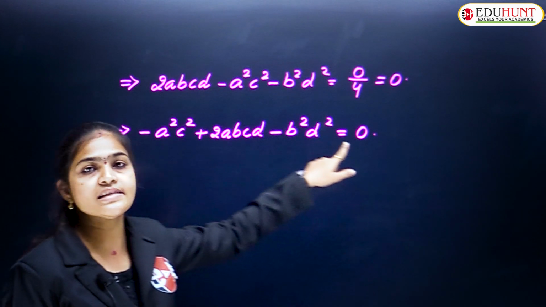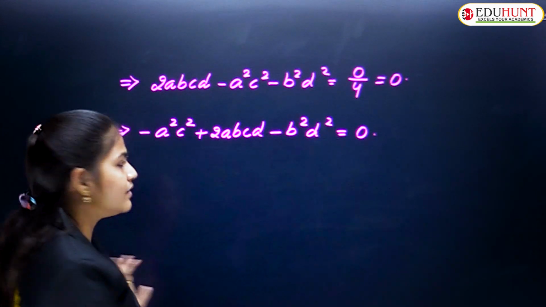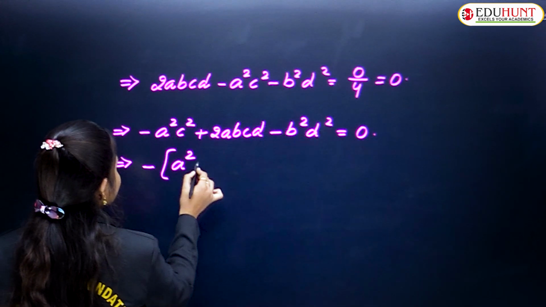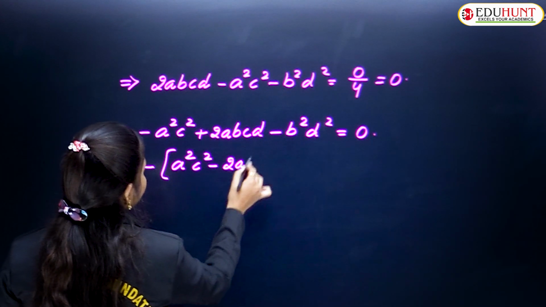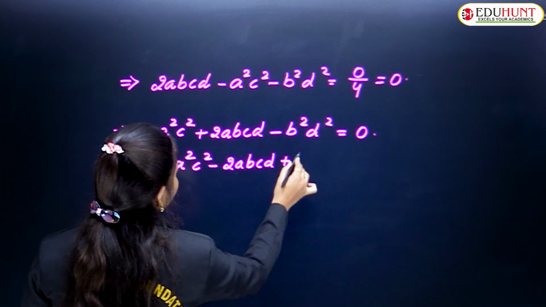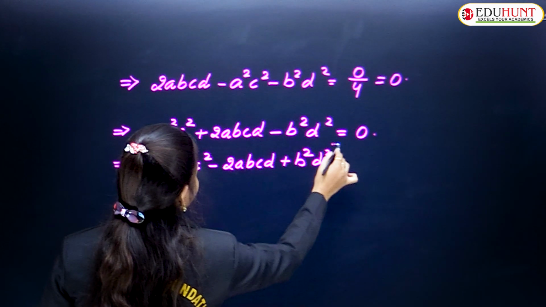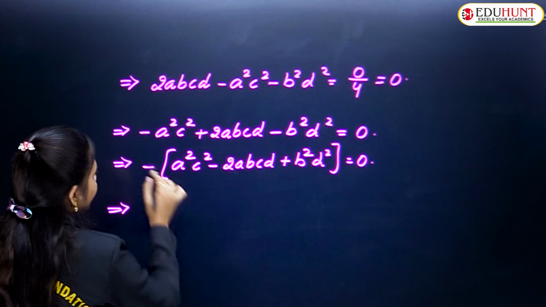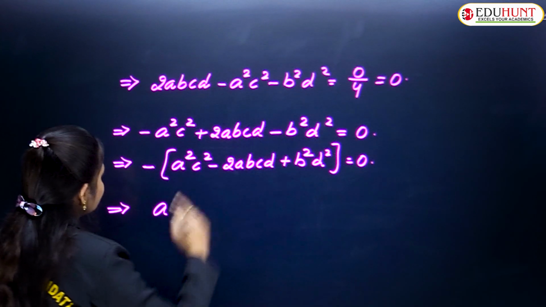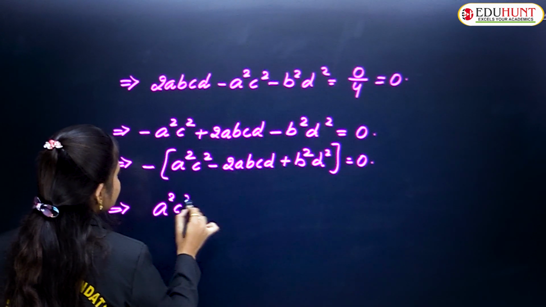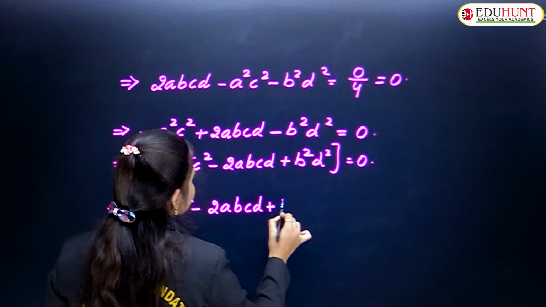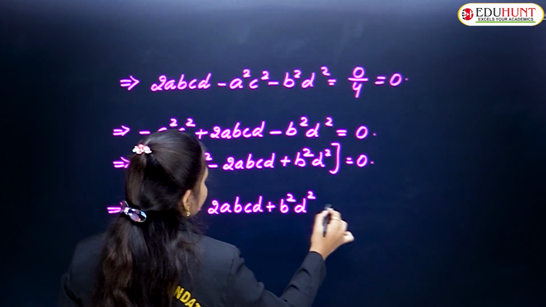So from this LHS we can take that minus as common. So here a square c square minus 2abcd plus b square d square is equal to 0. So from this one, just take that minus and transpose it. So a square c square minus 2abcd plus b square d square is equal to 0.